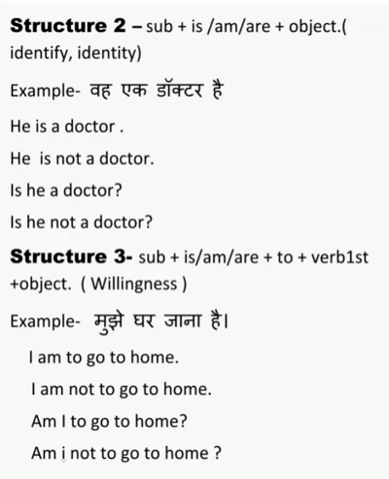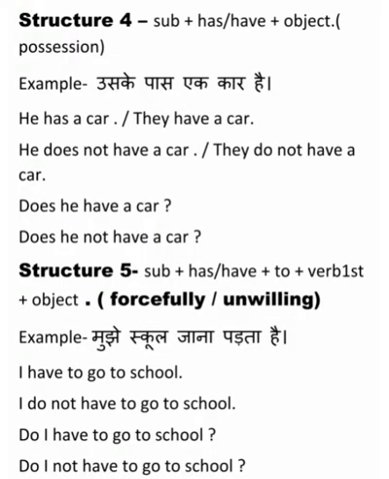I can tell you some more examples like मुझे खाना खाना है: I am to eat food, I am not to eat food, am I to eat food, am I not to eat food. Or you can say मुझे homework करना है: I am to do my homework, I am not to do my homework, am I to do my homework, am I not to do my homework. Just like that we can make a lot of sentences. Now we'll move on to structure number 4.